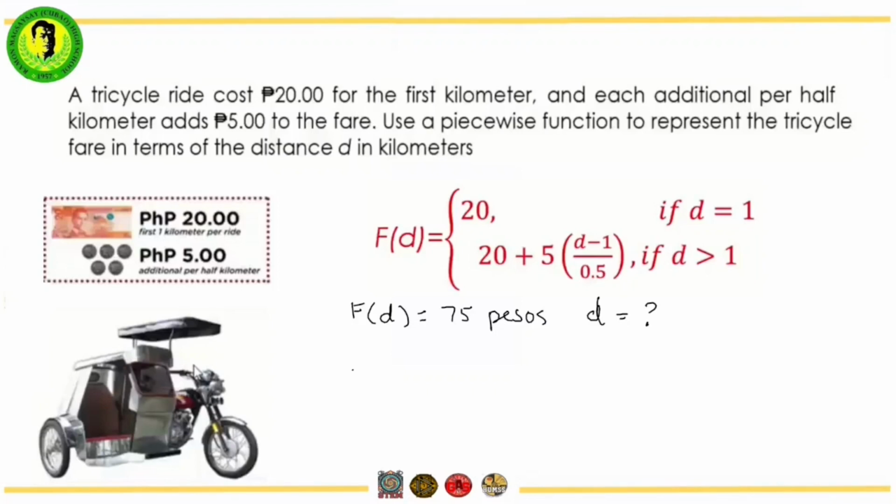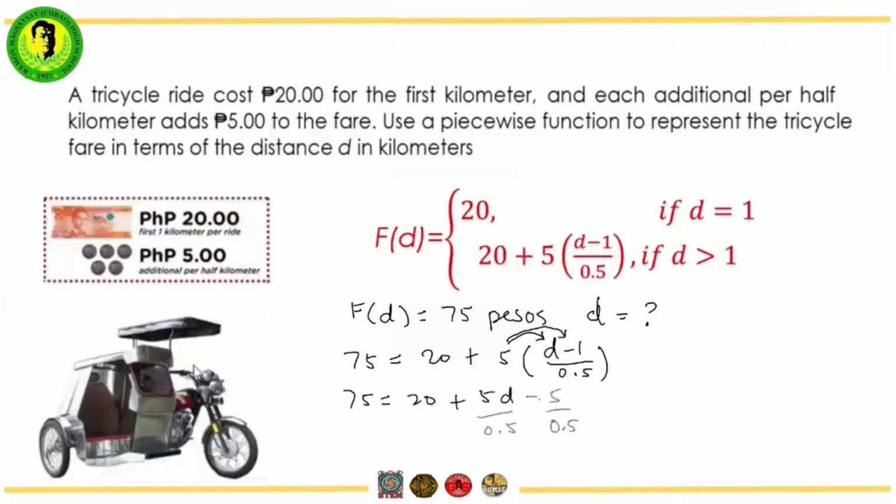So, f of d is equal to 75 pesos. d is the question mark or unknown. Using our piecewise function, 75 equals 20 plus 5 times (d minus 1) all over 0.5. So d is unknown or the variable. Using algebra manipulation, we distribute 5 inside. So 5d over 0.5 minus 5 divided by 0.5. So 5 divided by 0.5 is equal to 10.